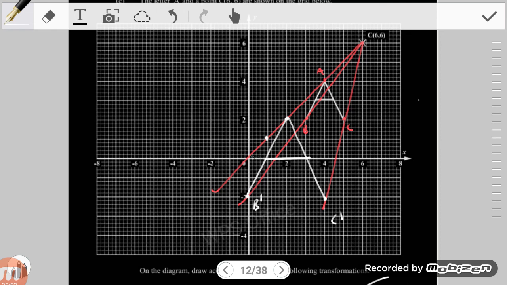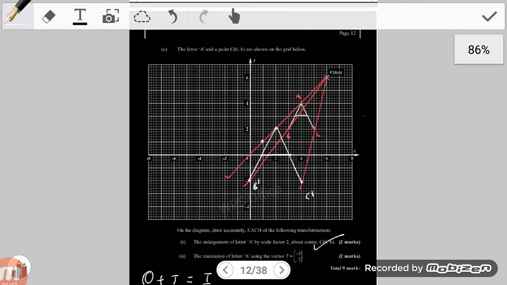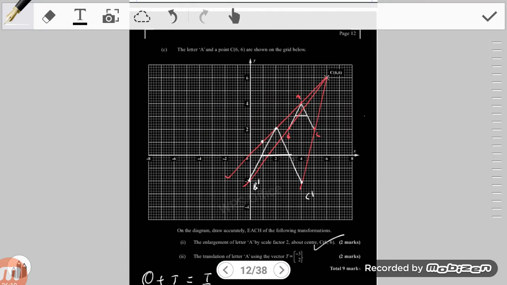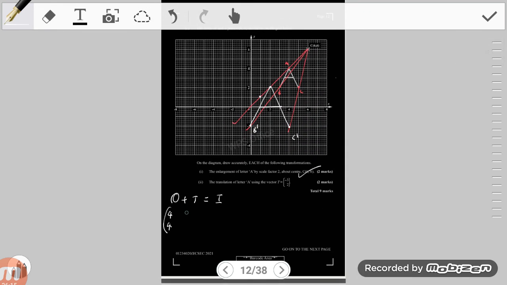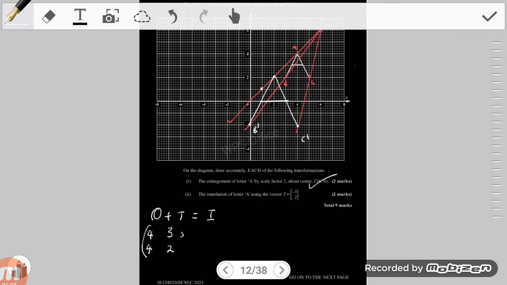So A is located at 4, 4. You can see 4 to the right and 4 up. So let's write that down. A is 4, 4. B is going to be 3 and we're going to go up 2. So B is 3, 2. And C is going to be the position of 5 and we're going to go up 2. So 5, 2. So those are the points that represent my object.